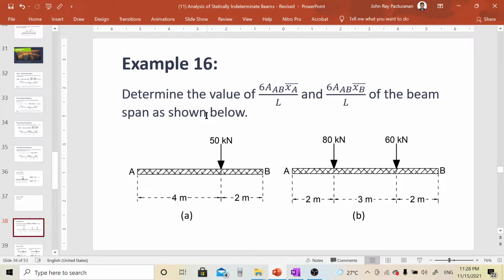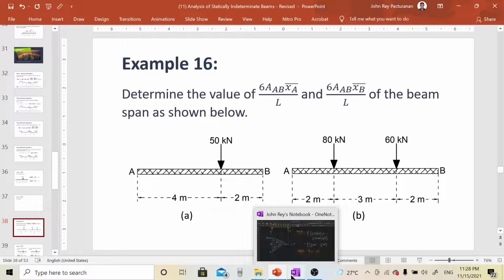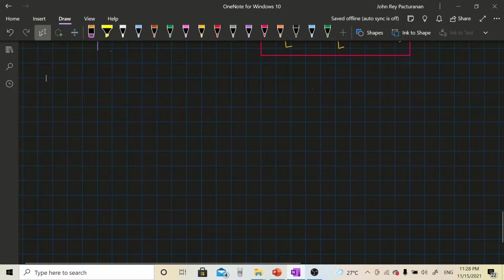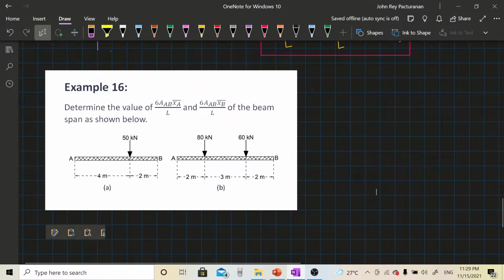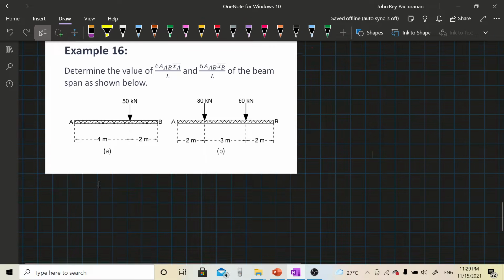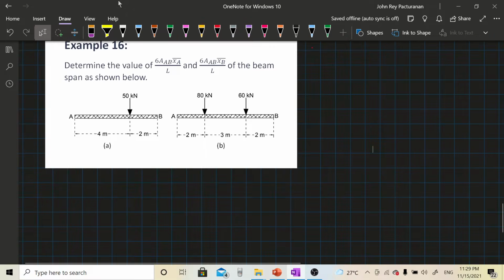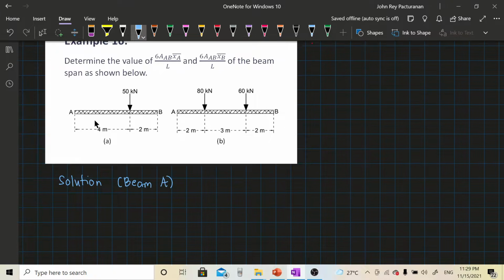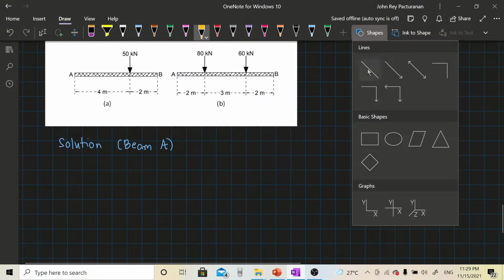So, ito, determine the value of 6AAB, centroid ng A, over L, and 6AAB, centroid ng B over L of this beam. So, let me copy that into this OneNote. So, ngayon, let's start first with beam A. Okay? So, solution tayo doon kay beam A. So, ang mangyayari, i-drawing lang natin to, no?